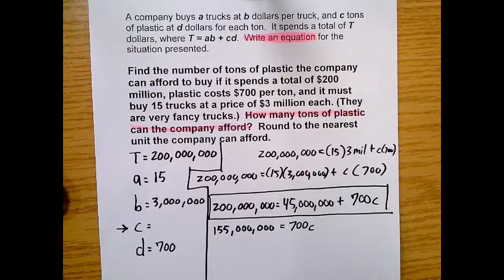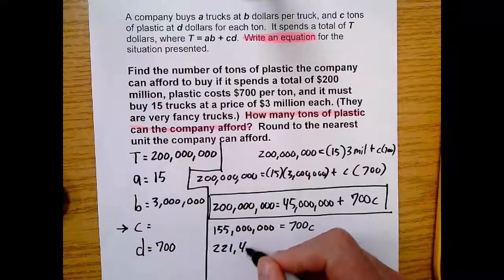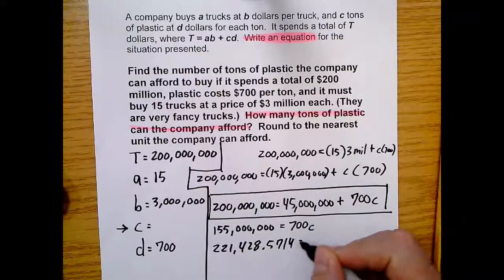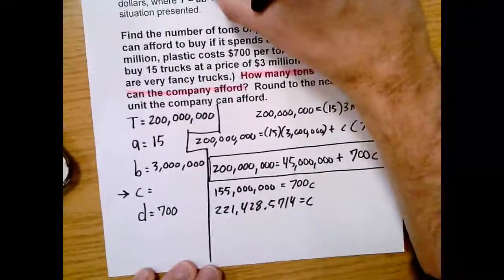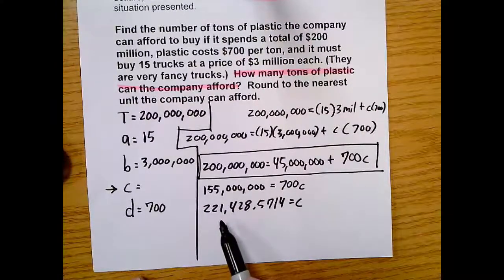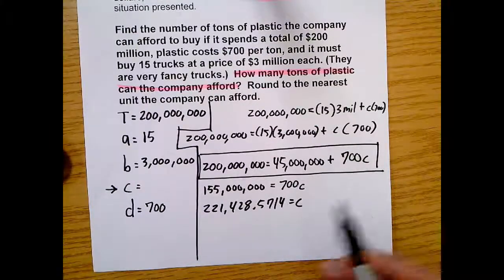Let's make sure I did that right. 155 million divided by 700. All right. And that's going to give me, if I look at my calculator here, 221,428.5714. Okay, so I'm going to come down a little bit just so we're not so scrunched on the bottom here. Okay, so now we know that we can afford 221,428 tons of plastic, and then 0.5714.